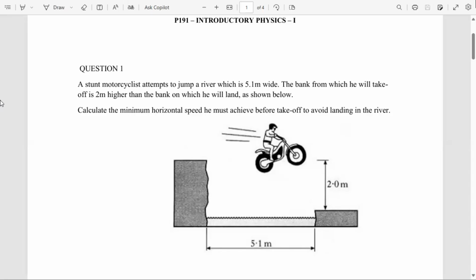So welcome to this tutorial where we'll be looking at P191 to Fit 10 on projectile motion. Question 1 reads, a stunt motorcyclist attempts to jump a river which is 5.1 meters wide. The bank from which he will take off is 2 meters higher than the bank on which he will land, as shown below. Calculate the minimum horizontal speed he must achieve before takeoff to avoid landing in the river.